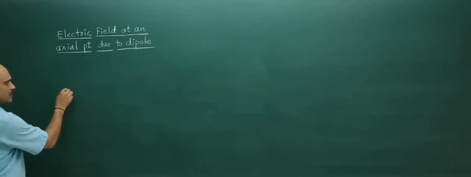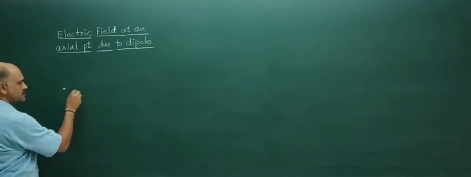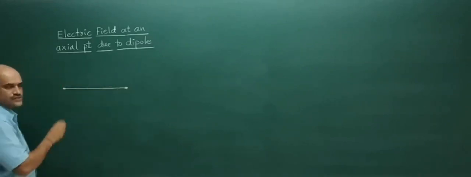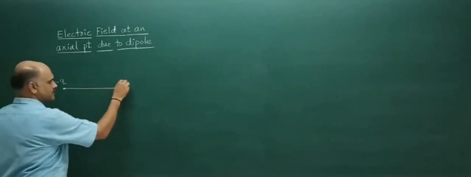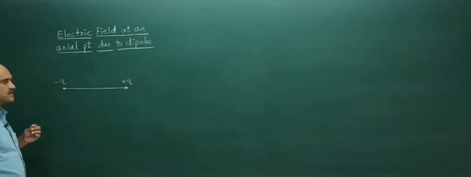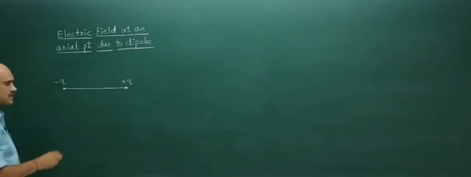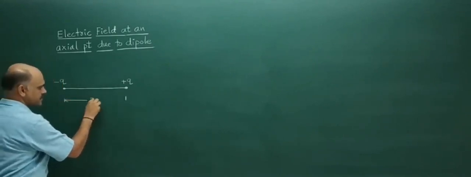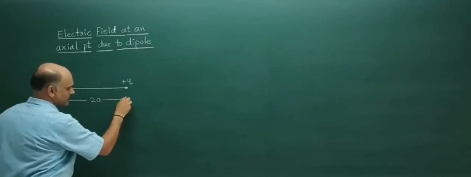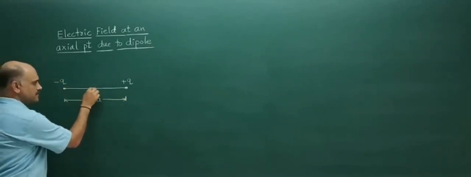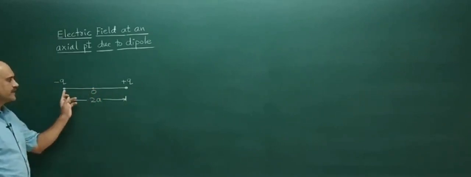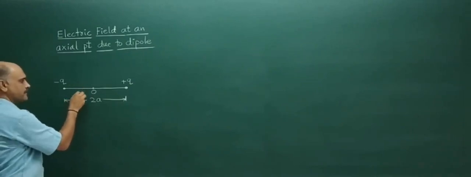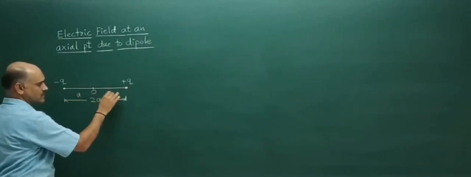As you know, dipole consists of 2 point charges minus q and plus q. The distance between these two charges is 2a. O is the midpoint of this dipole, means this length will be equal to a and this length will be equal to a.